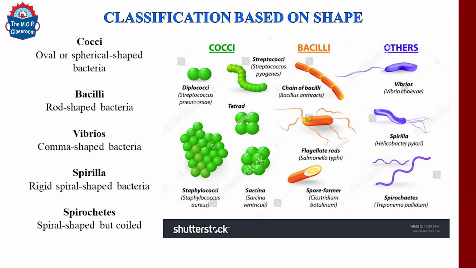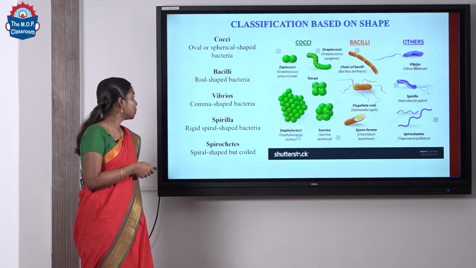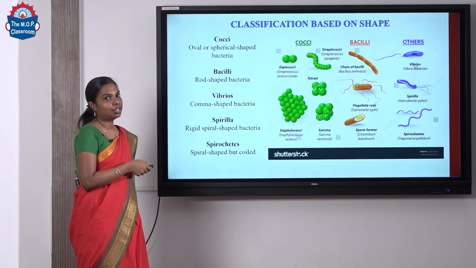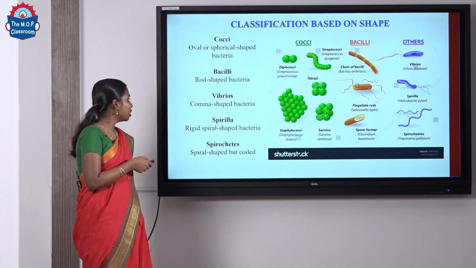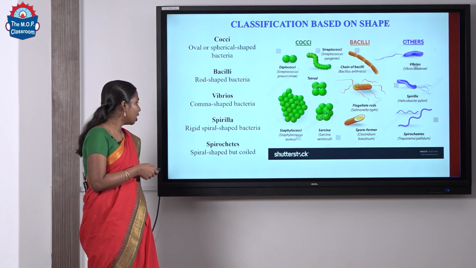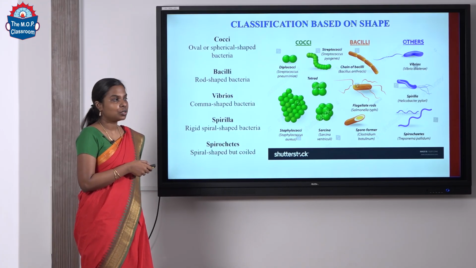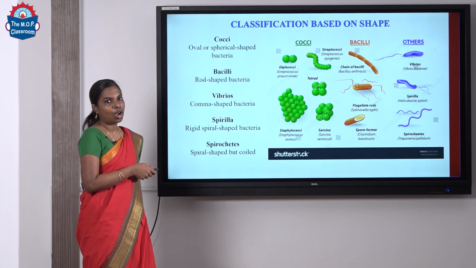The third one is classification based on shape. So, based on shape, bacteria can be classified into 5 different groups. Oval or spherical shaped bacteria are called cocci, rod shaped bacteria bacilli, comma shaped bacteria vibrio, rigid spiral shaped bacteria spirilla, and the last one is called spirochetes. They are said to be spiral shaped, but at the same time they are coiled in nature.